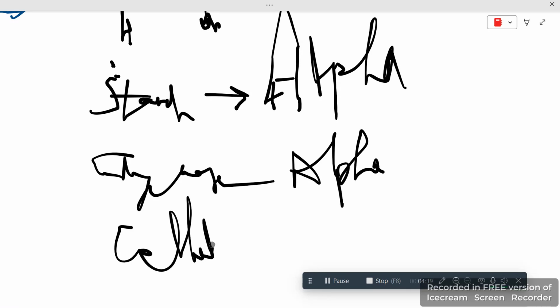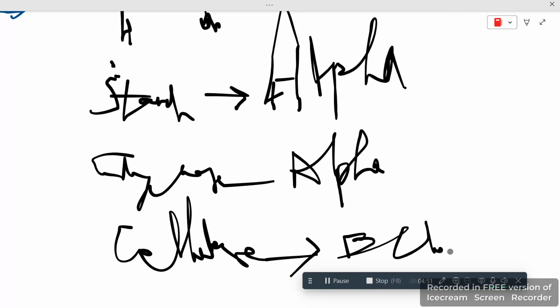I'm not sure about glycogen, but I think it was alpha. I did not remember exactly, but it was alpha, I'm sure now. Cellulose is beta, whereas maltose would be alpha again.